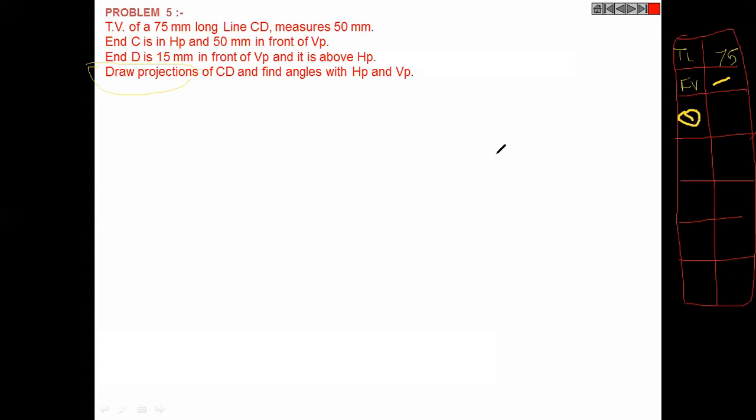Theta is given? No. Alpha is given? No. Top view is given? Yes. How much? 50. Which 50? This 50, first 50. Okay. Then phi is given? Not given. Beta is given? Not given. This needs to be found.